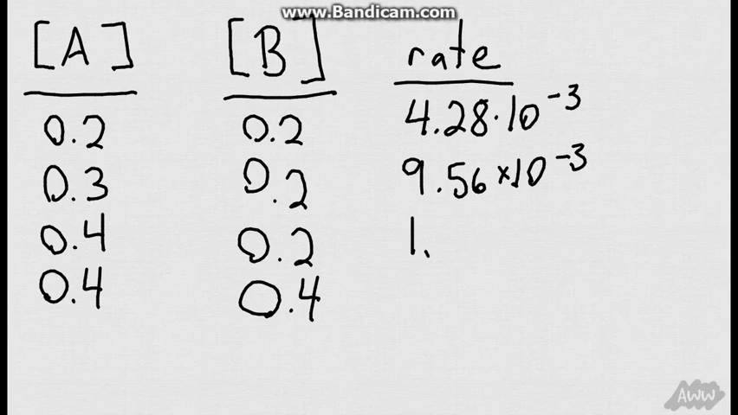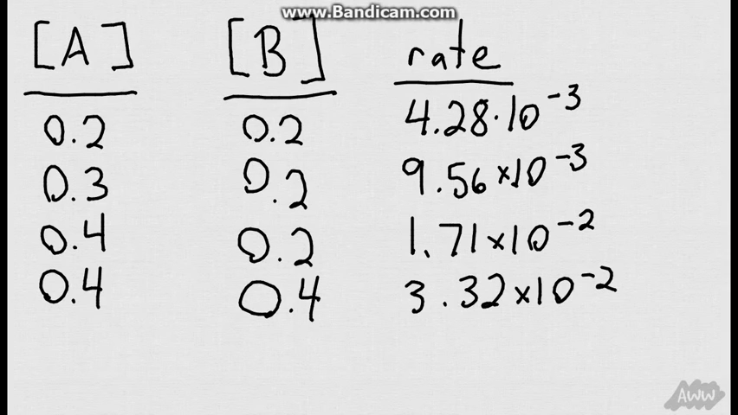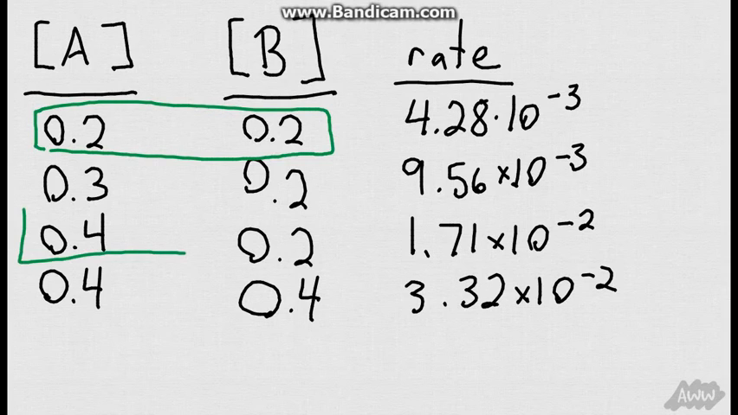So if we have a graph like this, how are we going to figure out whether we have a first, second, or higher order reaction? To do that, we're going to have to keep a variable constant. So let's go ahead and use this one right here, and this one right here. The reason I've chosen that, no particular reason, but one of these does have to stay constant. So in this case, B is constant at 0.2.